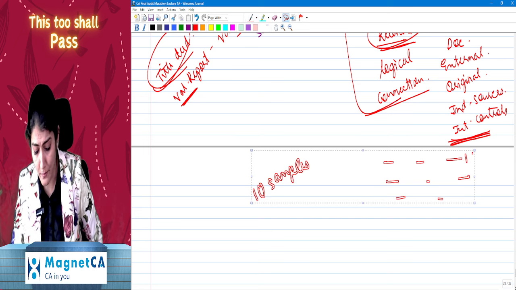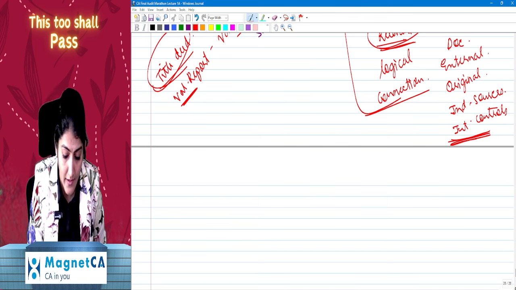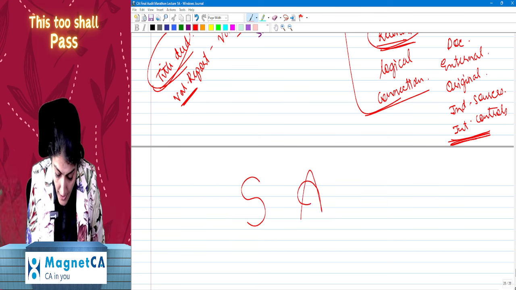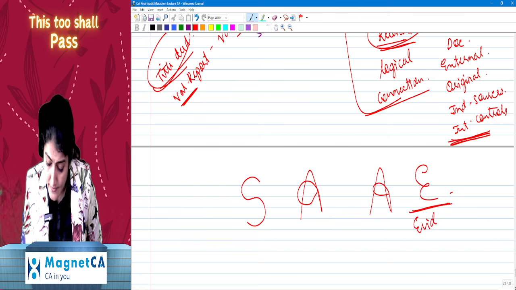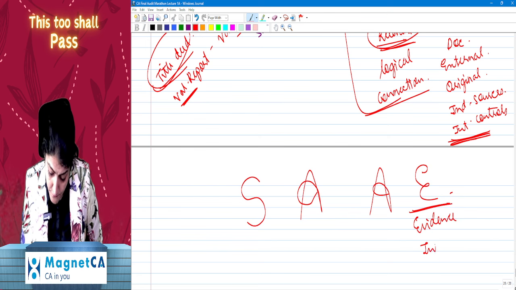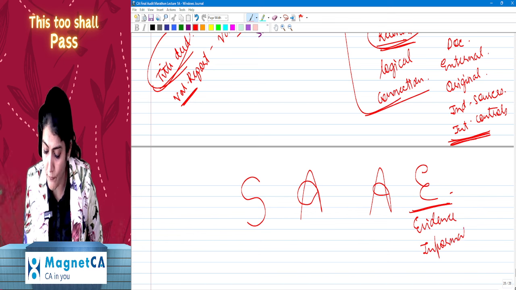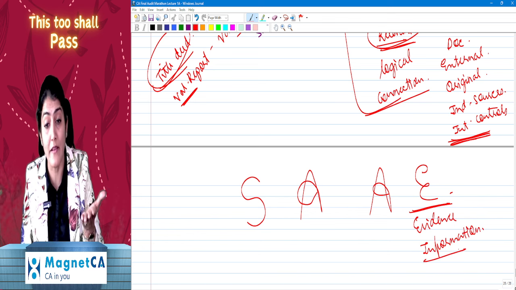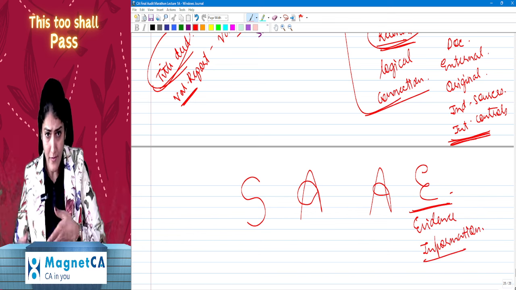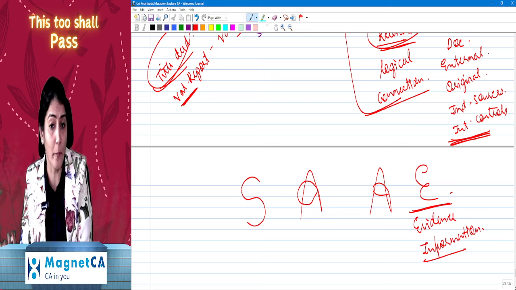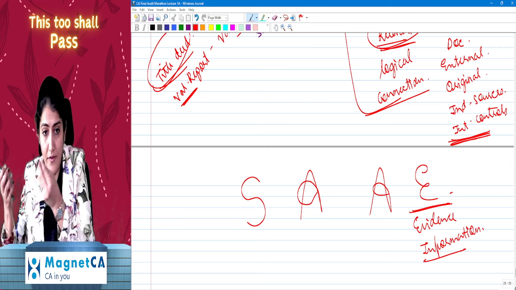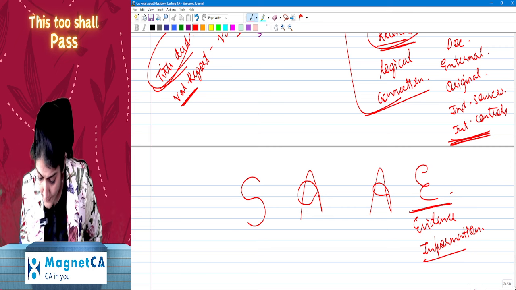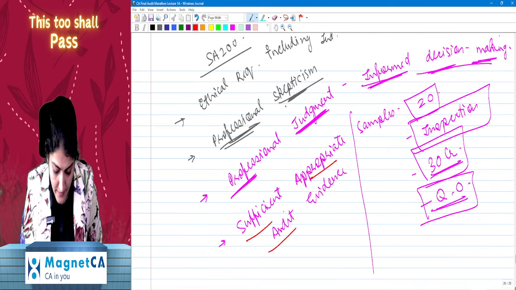Right, so that is what you mean by SAAE, sufficient, appropriate audit evidence. What is evidence? It is information. Information on which the auditor forms his conclusion, on the basis of which you form your opinion. So, sufficient, appropriate audit evidence. Clear, everyone? Have you understood SAAE?